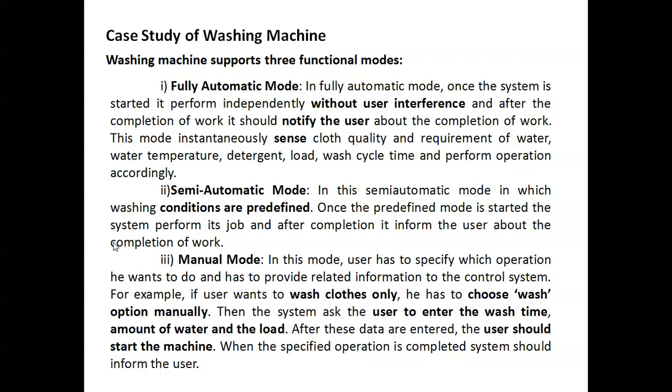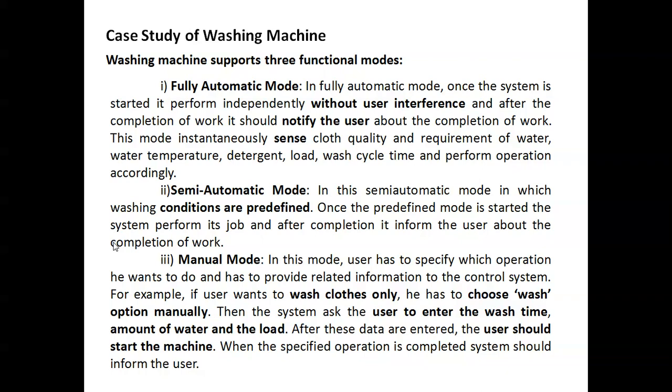Manual mode: everything you have to decide, instead of the machine. You have to select the water level, select when to put in the detergent, and when it has to stop. Everything you have to decide and operate manually. That is called manual mode.